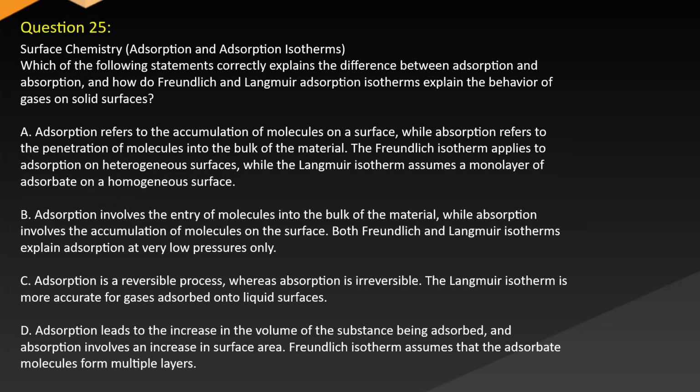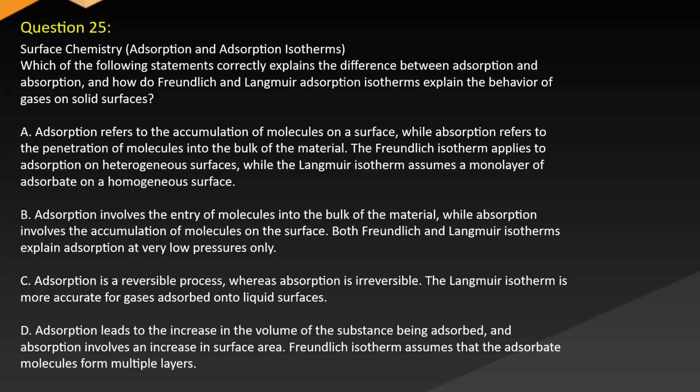Question 25. Surface chemistry, adsorption and adsorption isotherms. Which of the following statements correctly explains the difference between adsorption and absorption, and how do Freundlich and Langmuir adsorption isotherms explain the behavior of gases on solid surfaces? A. Adsorption refers to the accumulation of molecules on a surface, while absorption refers to the penetration of molecules into the bulk of the material. The Freundlich isotherm applies to adsorption on heterogeneous surfaces, while the Langmuir isotherm assumes a monolayer of adsorbate on a homogeneous surface.